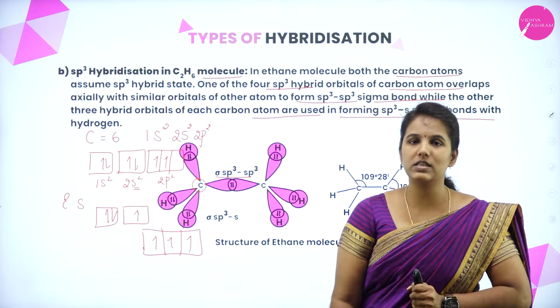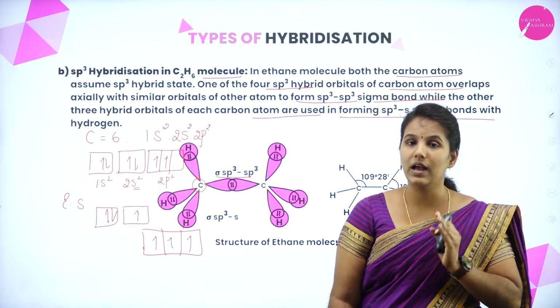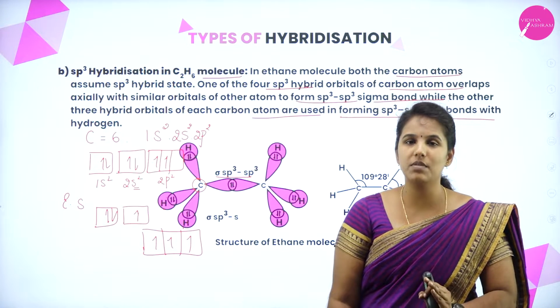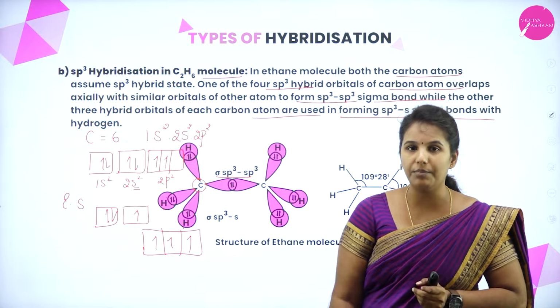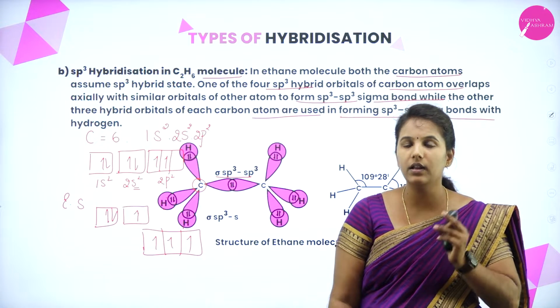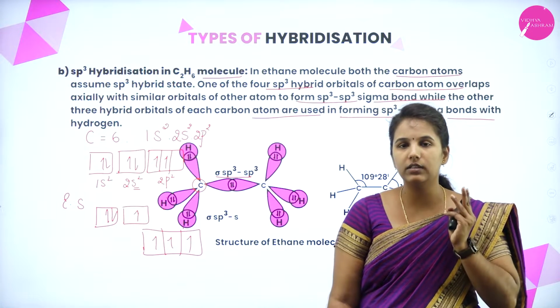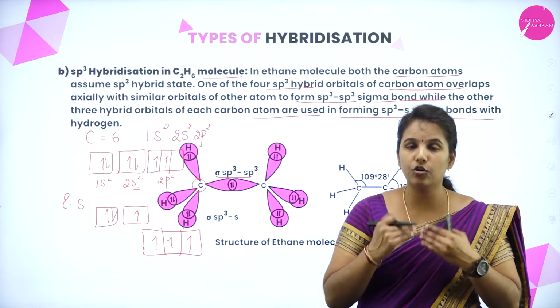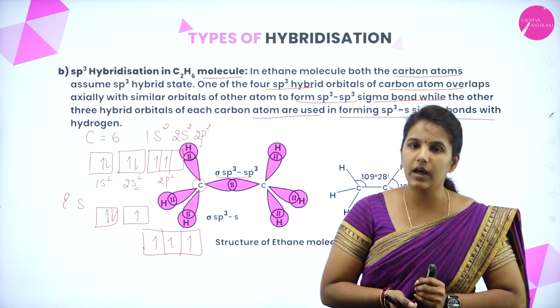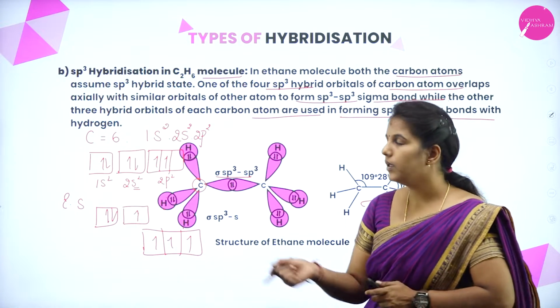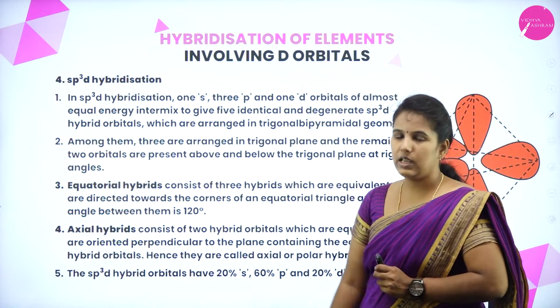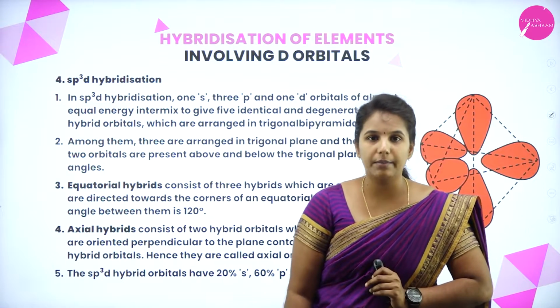So hope you understood sp3 hybridization. Always remember, if I say it is sp3 hybridization, there is 1 s orbital and 3 p orbitals. They undergo hybridization and form hybrid orbitals. Next, let us see sp3d hybridization.